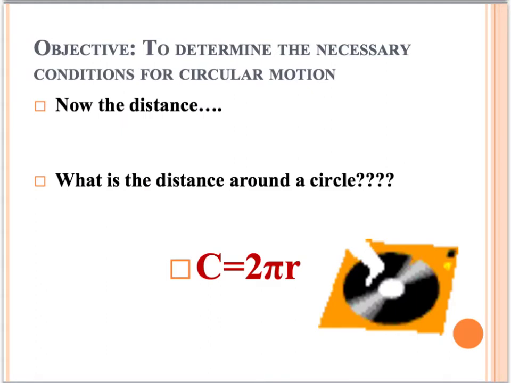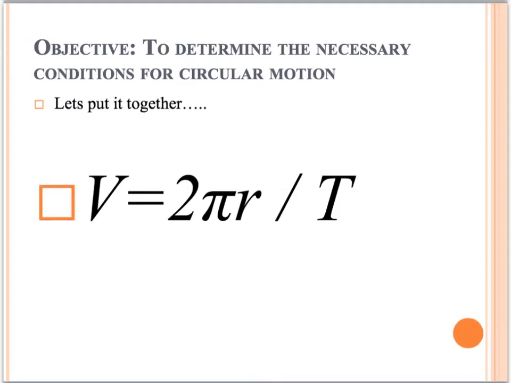Now for the distance, we just use our equation for the circumference of a circle, which is the circumference equals 2 times pi times the radius of our circle. So now when we put these two things together, we get the magnitude of the velocity, otherwise known as the speed, is equal to 2 pi r divided by the period. Make sure you write this down.